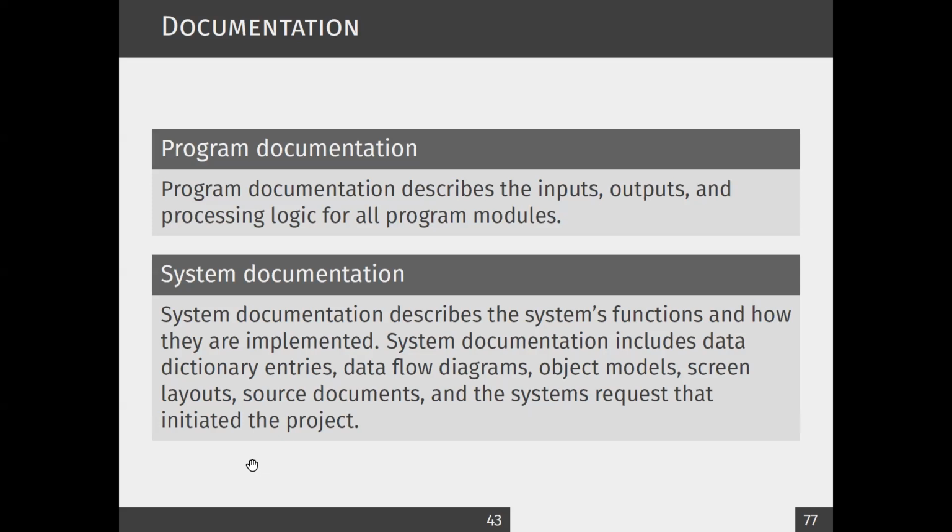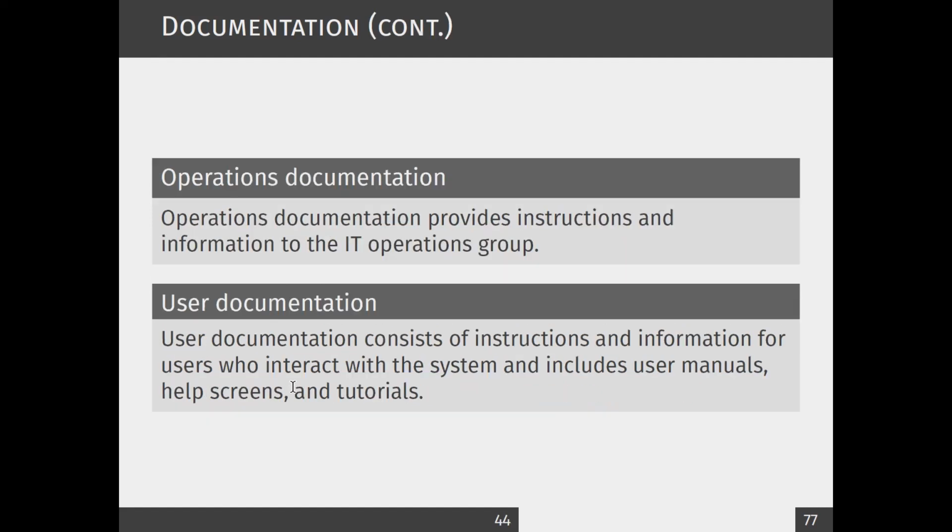So you can include data flow diagram, object model, screen layout, and then source documents. Then we can also have operational documents. When you start working on this, we can work on operate. And the next one is user documentation. In user documentation, we have instructions and information for users who interact with the system. It also has user manuals, help screens, and tutorials.